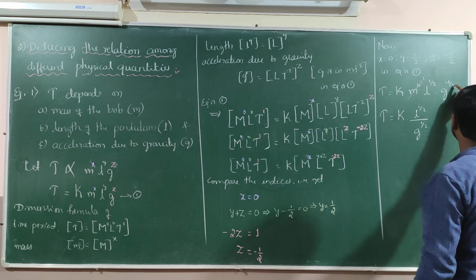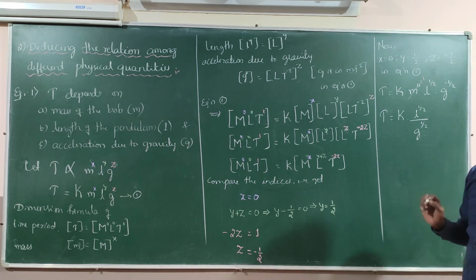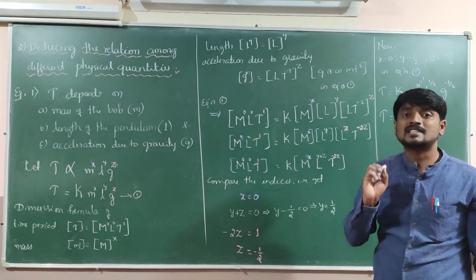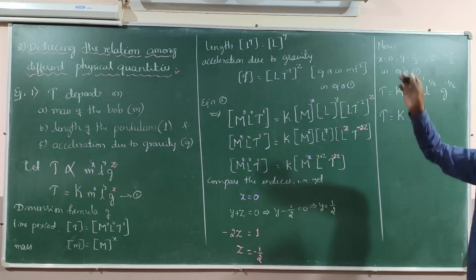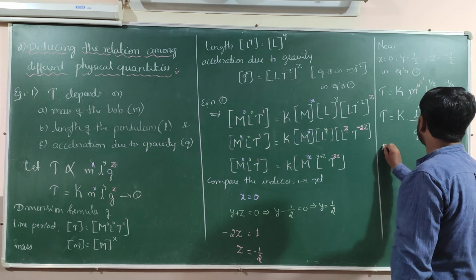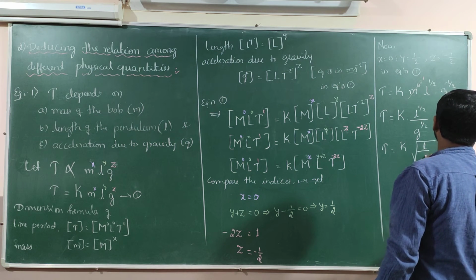You may be surprised by this. I have taken g, which was associated with the minus sign, to the denominator. 1 by a raised to m is equal to what? a raised to minus m. This is also 1 by 2, this is also 1 by 2. If the power is 1 by 2, it is nothing but what? Square root. So then I can write it very happily: T is equal to square root of L by g.